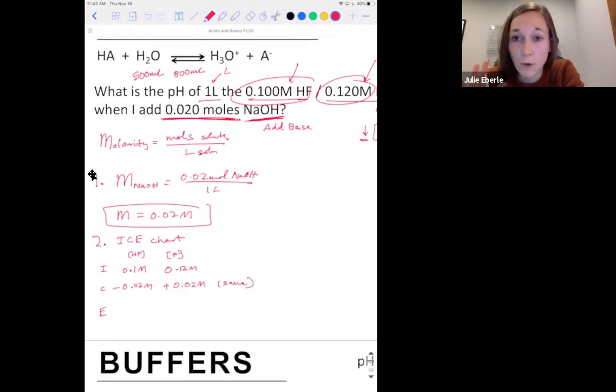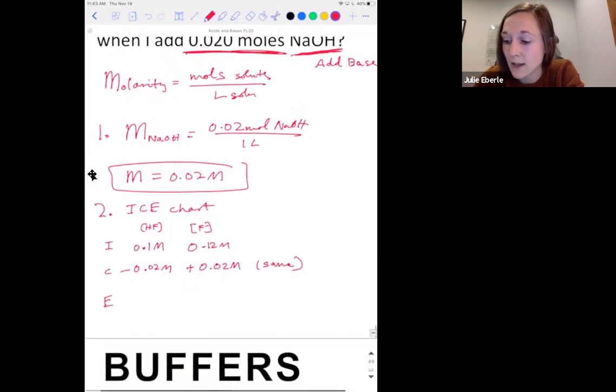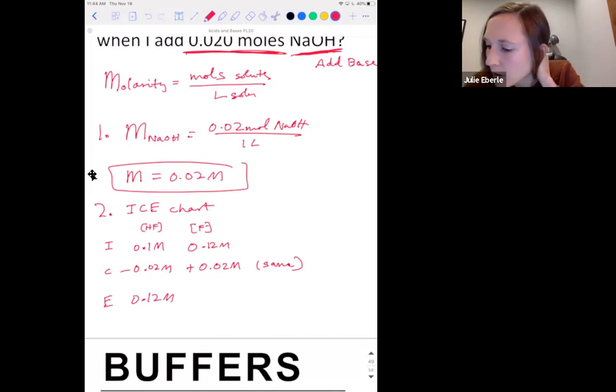One way people get confused is they get the plus and minus signs mixed up here. But if you can remember, when you add base, you add to the conjugate base side. When you add acid, you add to the conjugate acid side. All right, what's our new equilibrium? Well, now we just do the math. 0.1 plus 0.02 is 0.12. That's our new equilibrium concentration for the weak acid. 0.12, or sorry, I did that wrong. I didn't subtract. It should be 0.08.